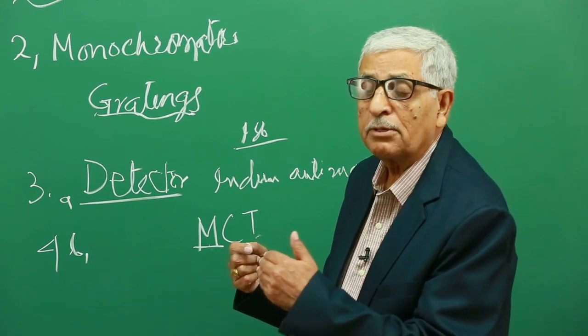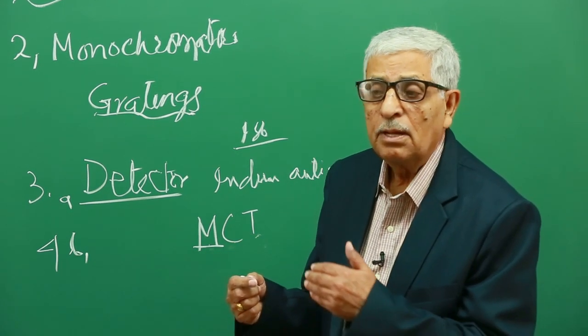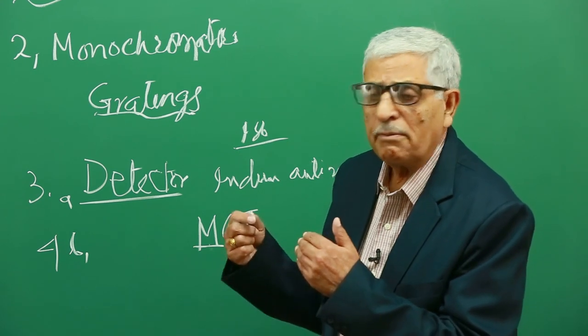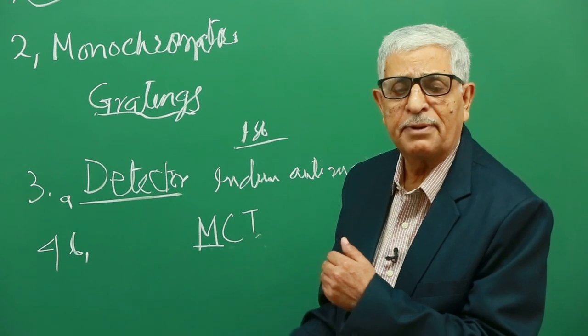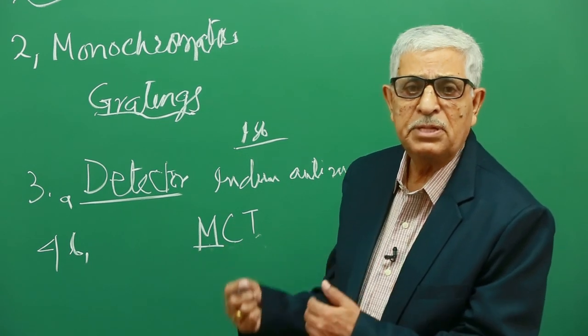You know about superconducting materials. Superconductor means ceramic materials. When the temperature is reduced to -190, resistance becomes nearly zero.